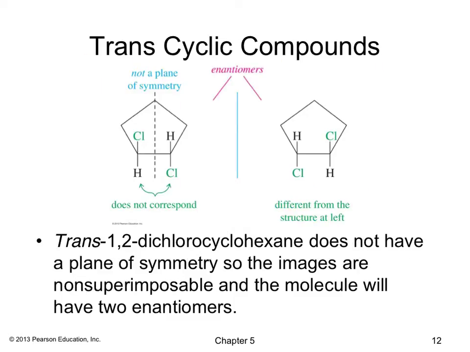Trans-cyclic compounds, however, do not have this plane of symmetry, right, because they're in trans. As a result, this trans-1,2-dichlorocyclohexane, if you take a mirror image of them, it's not superimposable. As a result, they're enantiomers.